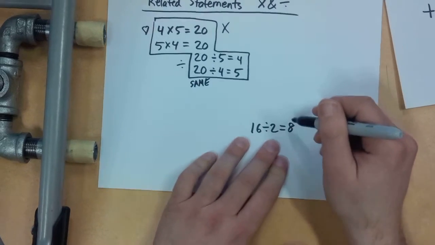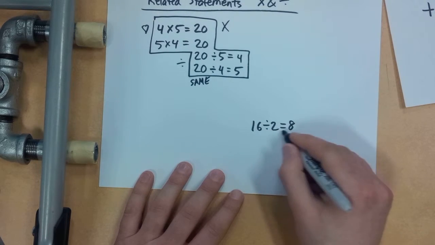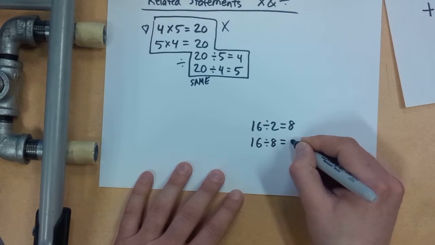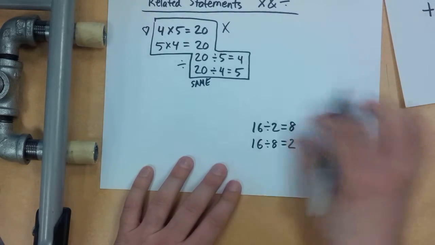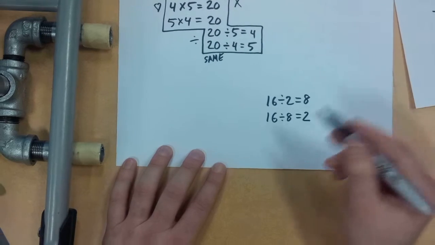Here's another example. Here's starting with the division. Well, let's just flip these numbers around. If we know that 16 cut in half is 8, that means that 16 divided by 8 is also 2. Okay? So we just flip the numbers around. Now that's going downwards. Let's deal with the multiplication side of things.